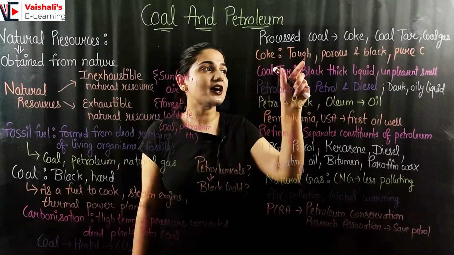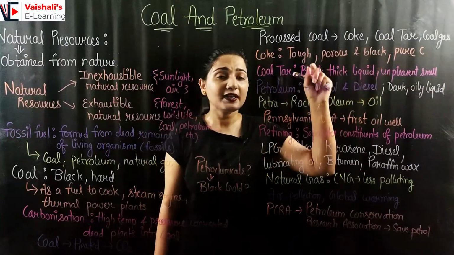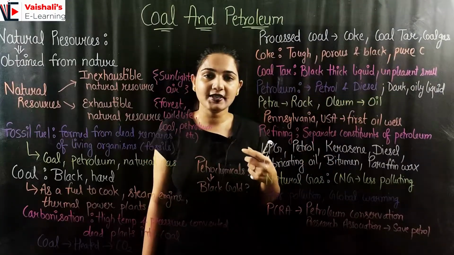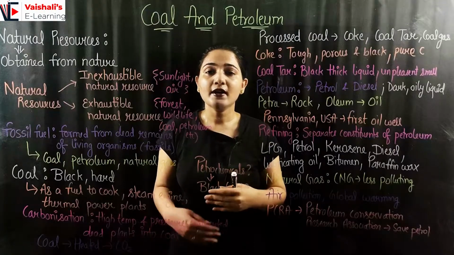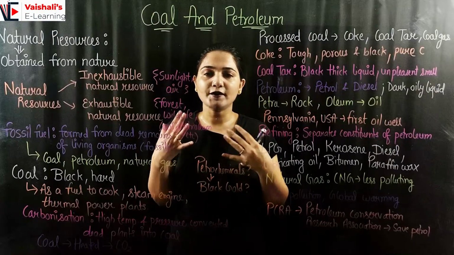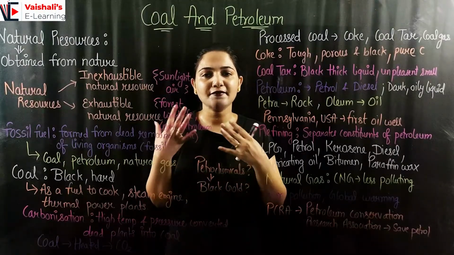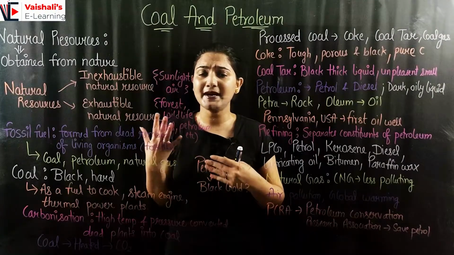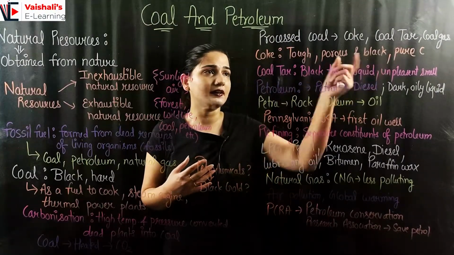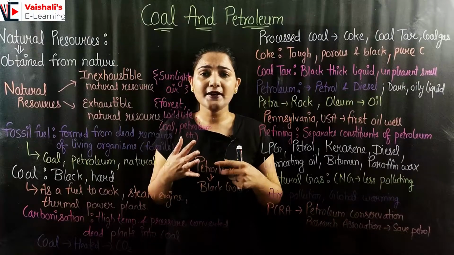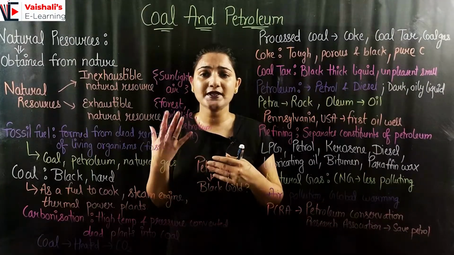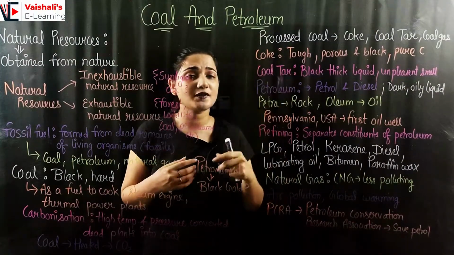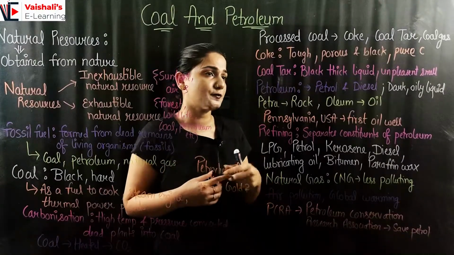So coke is tough, porous and black. It is a pure carbon structure, right? It can be used for the steel plants, for the processing of the steel, and for many other metal processing as well. The coke can be used, right? We have studied about the steel processing, and the coke was the major substance used for its processing.